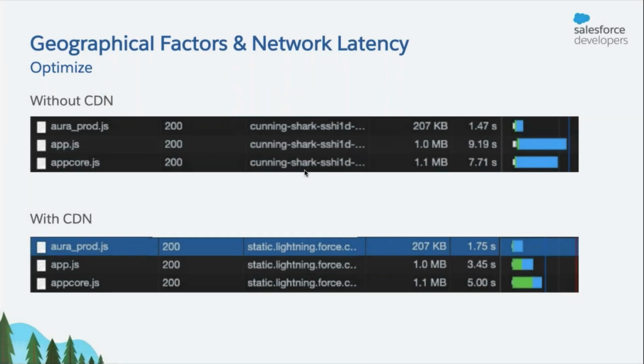Now, this is a tiny experiment that I've done. This is my own org with my own network. Don't take this on my word for granted. When I was putting together these screenshots, I noticed that without CDN, these 3 files took significantly longer. app.js took 9 seconds. But when I enabled the CDN in session settings, all of these files loaded pretty quickly. app.js took 3.45. This has taken even less. But you'll notice that Aura prod has taken a little bit more time. So it's all very circumstantial.